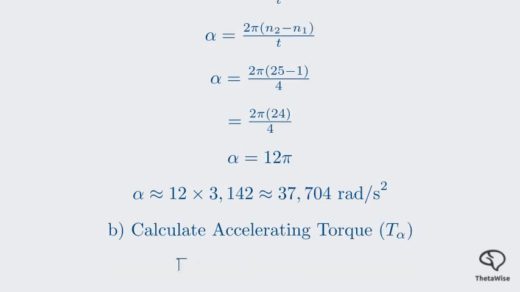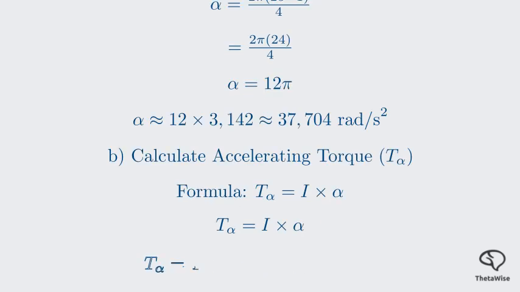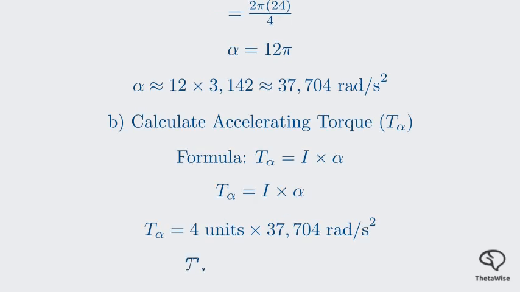For part B, we need to calculate the accelerating torque. This is T alpha. The formula for accelerating torque is the moment of inertia I times the angular acceleration alpha. We plug in our values. I is 4, and alpha is 37.704. This gives us an accelerating torque of approximately 150.816 Newton meters. This is the torque required to cause the wheel to speed up from 1 to 25 revolutions per second. We have now successfully calculated the accelerating torque.